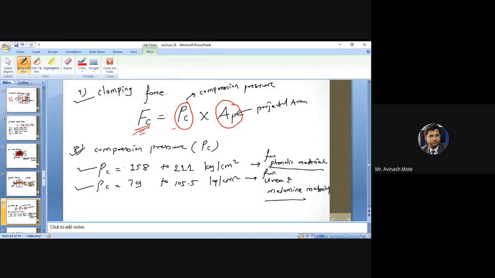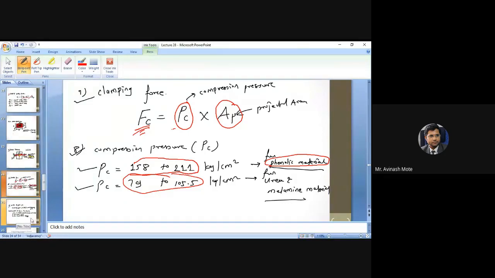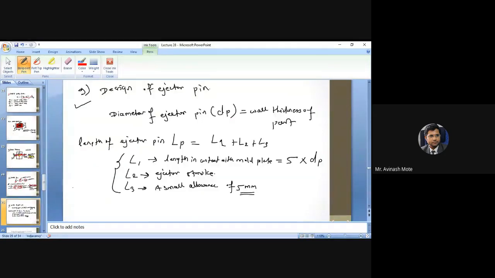Compression pressure will mostly be given. If not given, look at the raw material. If it is a phenolic material, you can take the average of this 158 to 211. And if it is a melamine material, you can take the average of this compression pressure. Mostly in 90% of cases it will be given in the problem, so you just need to calculate the projected area.